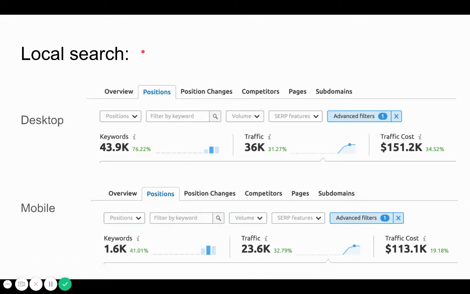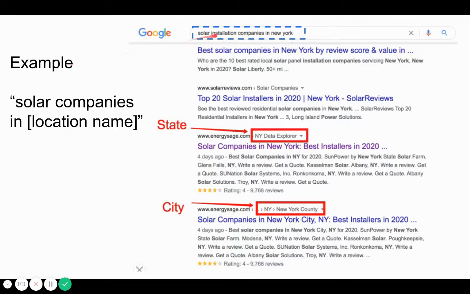And then to target local searches, you need to explain what local searches are, right? Whenever people are searching for a service or a product within a geolocation, sometimes "near me." "Near me" is local search as well, and that's local search.